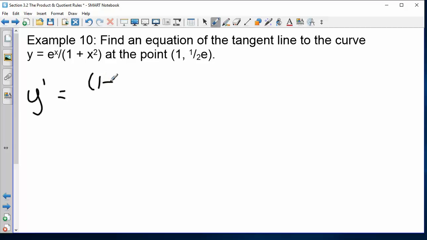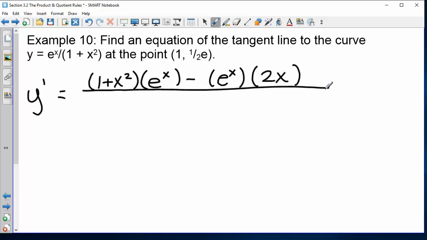So low, 1 plus x squared. D high, what's the derivative of e to the x? E to the x. Minus high, so e to the x. D low, derivative of the bottom, over low squared. You can try to simplify this first. Ultimately, all I need this equation for is to get my slope, which I'm going to plug in a 1. So if you want to multiply it out, great, or you can just go straight to plugging in your 1 here.